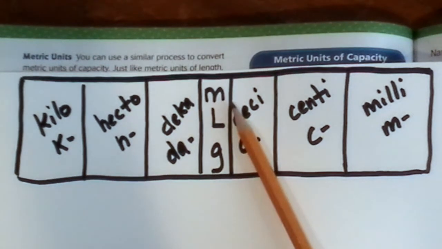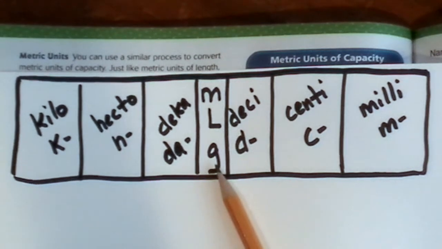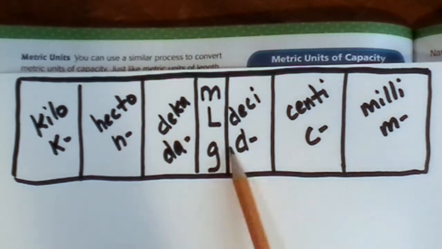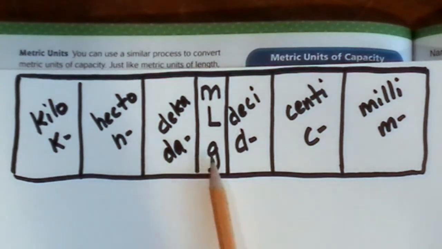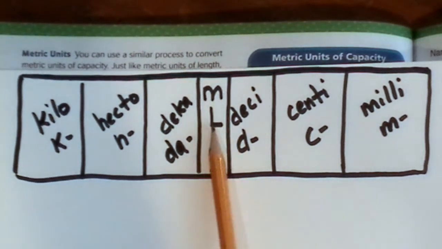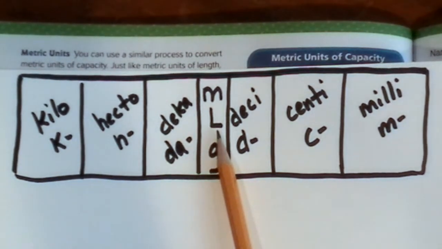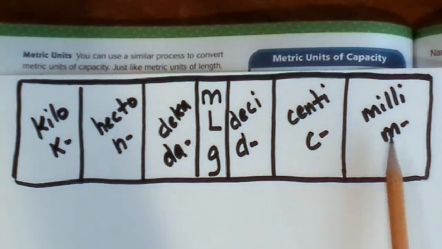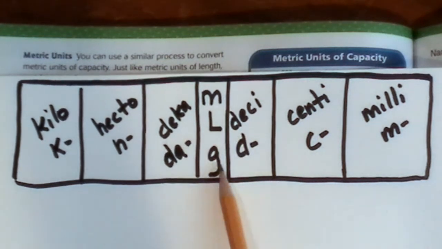The M here in the middle stands for meters, the L stands for liters, and the G stands for grams. And then as we move to the right, we get smaller. Deci is 10 times smaller than liters. Centi is 100 times smaller than liters, meters or grams. And milli is 1,000 times smaller than meters, liters, or grams.